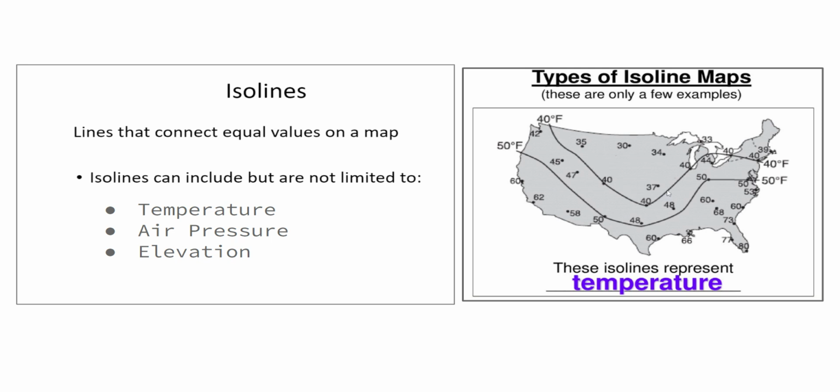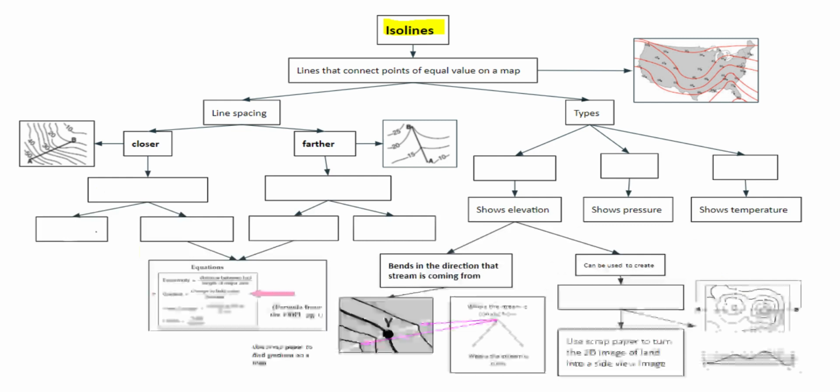This part of the United States was 40 degrees around this time, every single point on this line. And then this line represents 50 degrees Fahrenheit, and so on. But isolines can also represent temperature, air pressure, and elevations just like this. Every single point on the lines is of equal value. Those are called isolines. So go ahead and write this down on your note packet. Isolines are lines that connect points of equal value on a map.